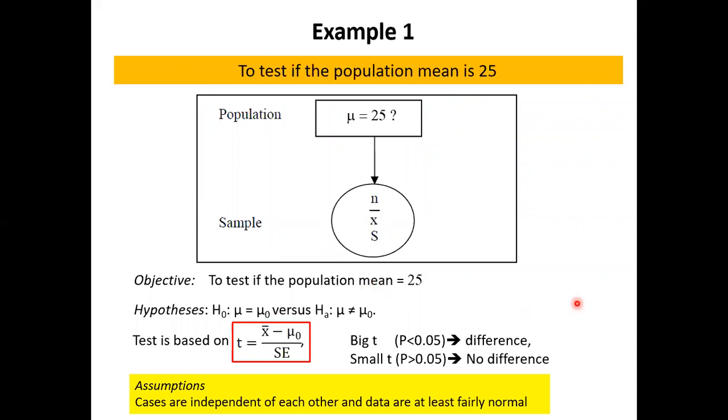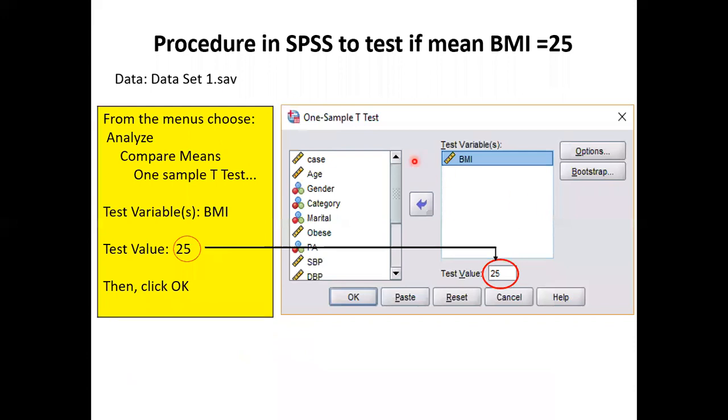Okay, example. As we discuss this, let's say the population is the staff of the hospital. What are you interested in? BMI. So I want to know if the mean BMI is 25. We take a sample, go through this, and make a decision, right? Okay, look at the example here.